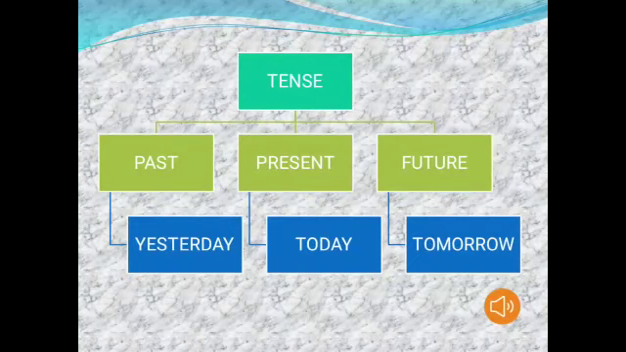The third tense is the future tense. The future tense refers to the future time. Future time means tomorrow. As today is Tuesday and tomorrow is Wednesday. So Wednesday is your future tense.